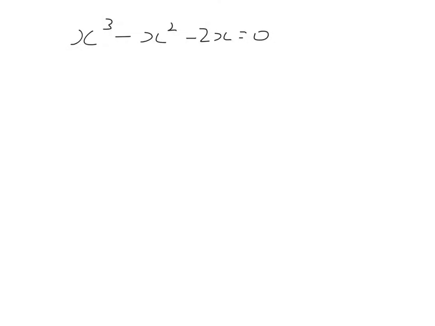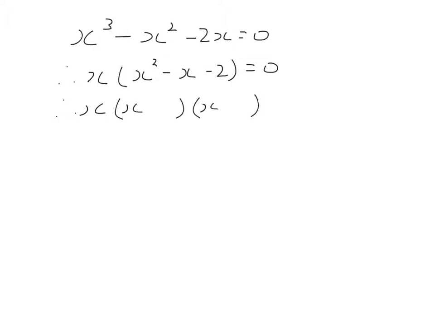Here's how you solve this cubic equation. You can see straight away that x is a factor. So if we take x out, we've got this, and then you can see that x squared minus x minus 2 factorizes. x times x is x squared, 2 times 1 is 2, it's got to be minus 2x plus 1x. So therefore x equals 0, x equals 2, or x equals minus 1.